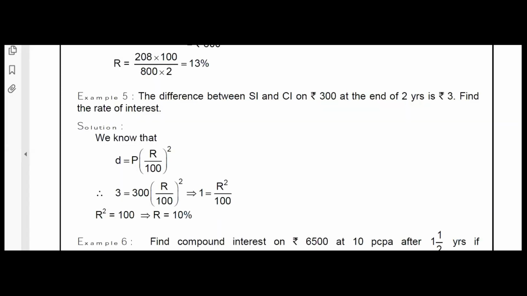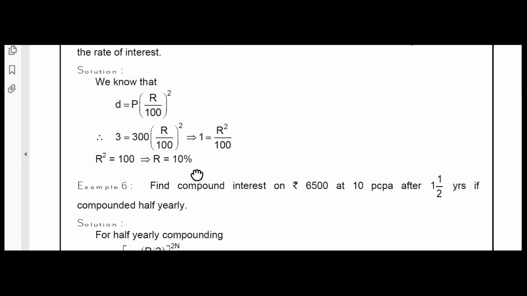So in example number 5, the difference between the simple interest and compound interest on rupees 300 at the end of 2 years is rupees 3. Find the rate of interest. So here we need to directly apply the formula. Substitute the values and you will get the rate of interest.